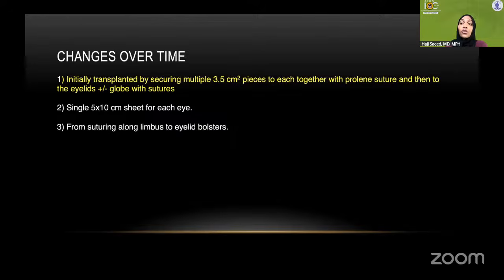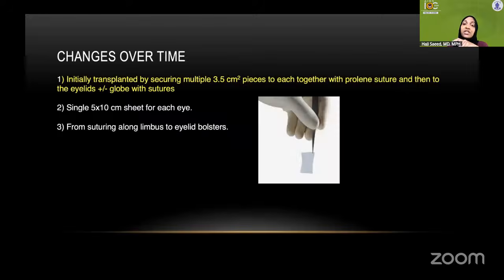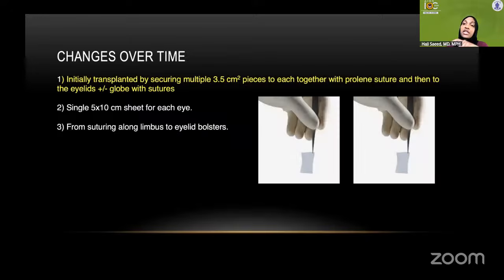But there have been changes over time. So initially, the amniotic membrane sheets used to be sutured together. So you used to take two sheets and sew them with Prolene suture. It was a back-breaking procedure. Under the burn unit hoods, you're sweating bullets, trying to put these together. It took an hour and a half probably to suture them together.